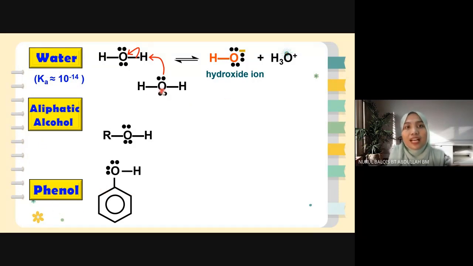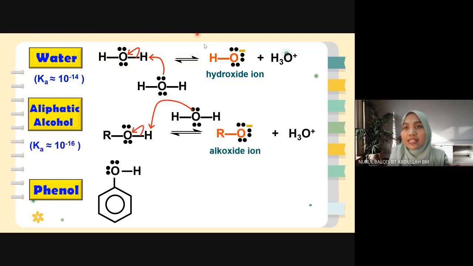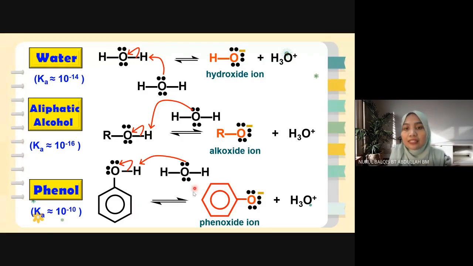Alright, so from the interactions between the water molecule and the substance we want, we will get this hydroxide ion. So we are going to look at the acidity of this hydroxide ion for water. And then we have this aliphatic alcohol dissolved in water to release hydrogen plus, which is in the form of H3O plus, and we will get the alkoxide ion. So the acidity of this aliphatic alcohol will depend on the alkoxide ion. And lastly, phenol: we want to take the hydrogen from the oxygen, break the bond, then you will get this intermediate of phenoxide ion. Okay, can I know what are the similarities between these three compounds?